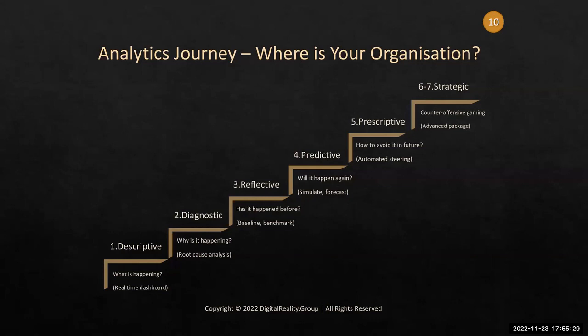Level 2 is, if you know what's happening, do you know why it's happening? Do you know what are the driving factors that result in the outcome that you are observing, right? And level 3 is a little bit of a deeper level. You're able to baseline and benchmark and know whether it's happened before and it's because of that trigger. This is what we need to do differently. So it's a reflective level of maturity.